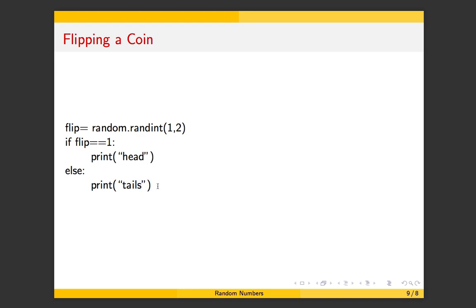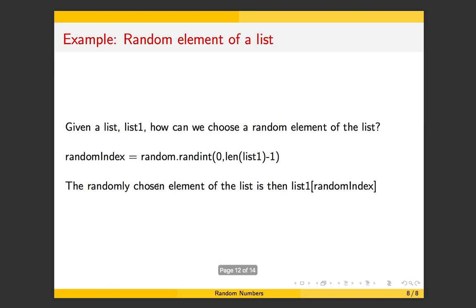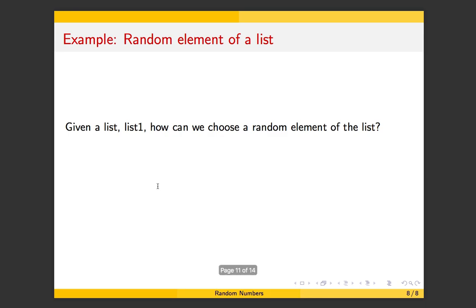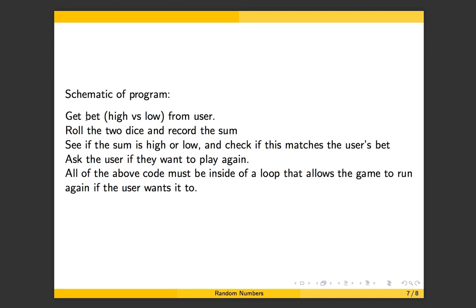Okay, so at the end of this video, you should be able to choose at random numbers in a given range, elements of a list, and you should be somewhat comfortable with incorporating that into tools we already have, such as loops, such as if statements.